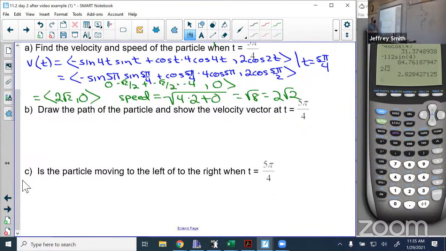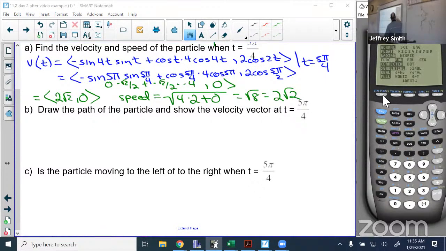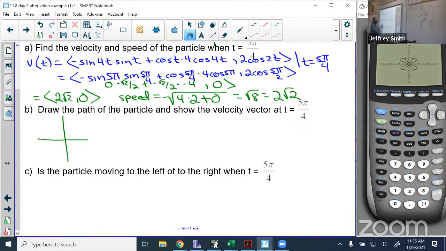Draw the path of the particle and show the velocity vector at t equals 5 pi over 4. I think I already have it in here from last period. Parametric. There's the first. There's x. There's y. If you zoom 6, that sets it up for trig, but it's a really small graph. So if we go window, how about, I think I moved it negative 3 to 3. Negative 3 to 3. There it is. I think it looks like this.